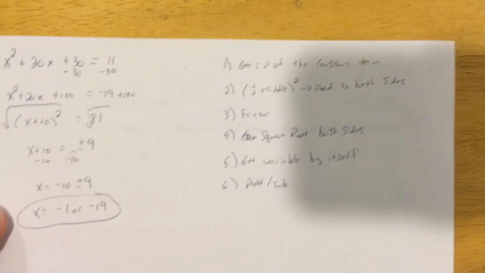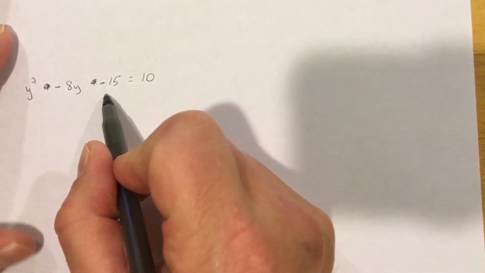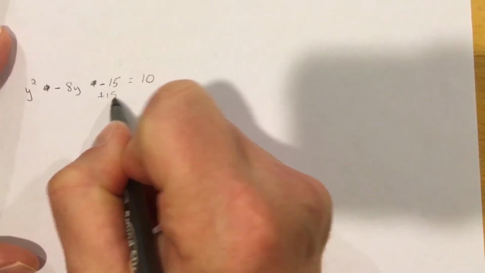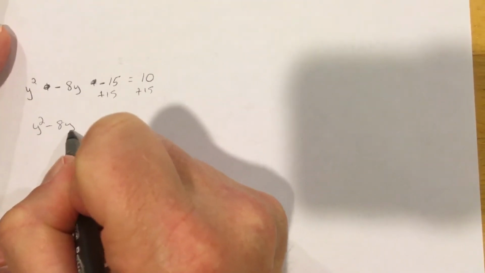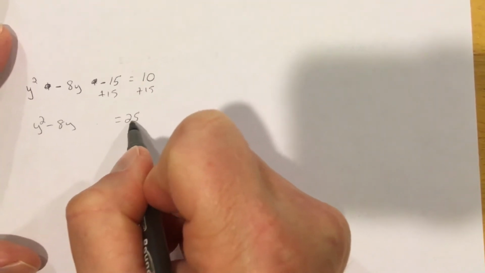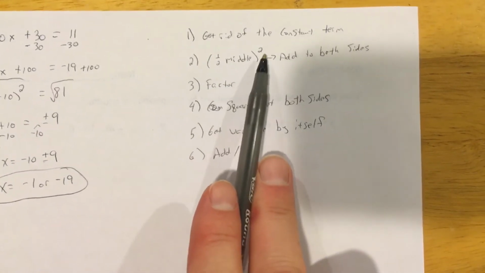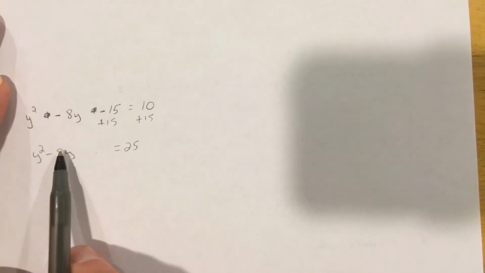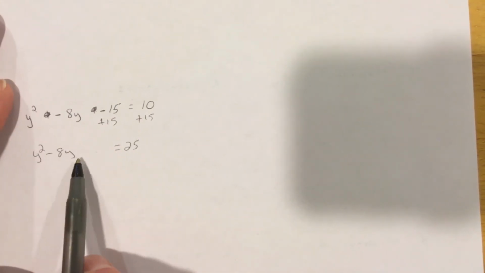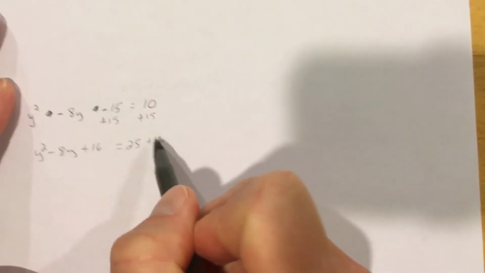So our first step says get rid of the constant term. Our constant term would be this negative 15. We're going to go plus 15. That's going to give us y squared minus 8y equals 25. Next it says let's take half of the middle, square that, and then add it to both sides. So I'm going to take half of 8, which is 4. 4 times 4 is 16. We're going to add 16 to both sides.